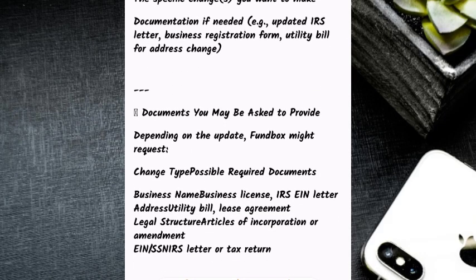Next, the documents that you may be asked to provide. Now, depending on the update, Fundbox might request the following. Change type, possible required documents: business name, business license, IRS EIN letters; address, utility bill, lease agreement; legal structure, articles of incorporation or amendments; as well as the EIN, SSN, IRS letter or tax return.